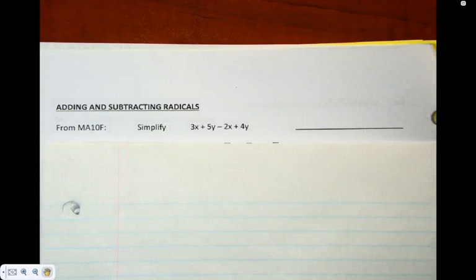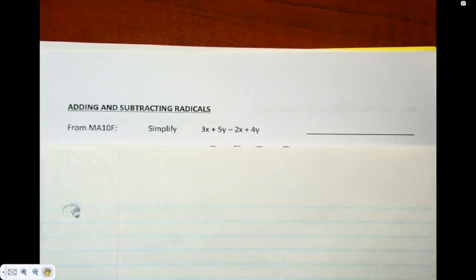Way back to grade 9. Simplifying polynomials. How did you do it? Combine like terms. And what's the definition of a like term? Yes? It's like something or like a number with the same variable. No, you're right. Same variable and same exponent. Coefficients can be different.